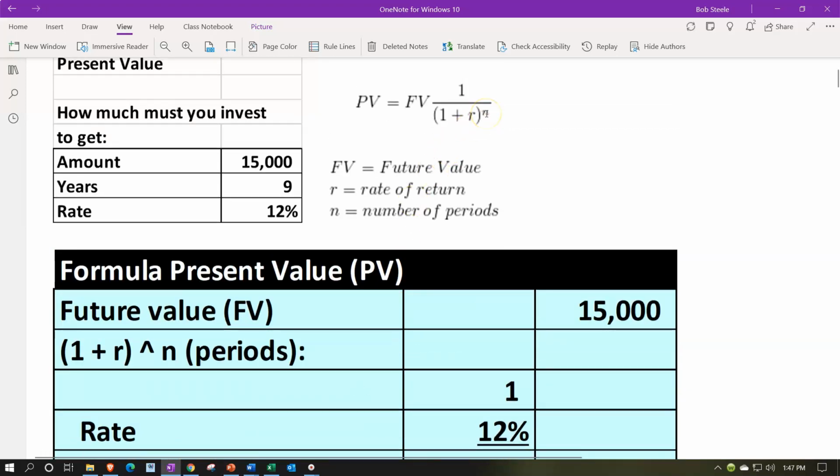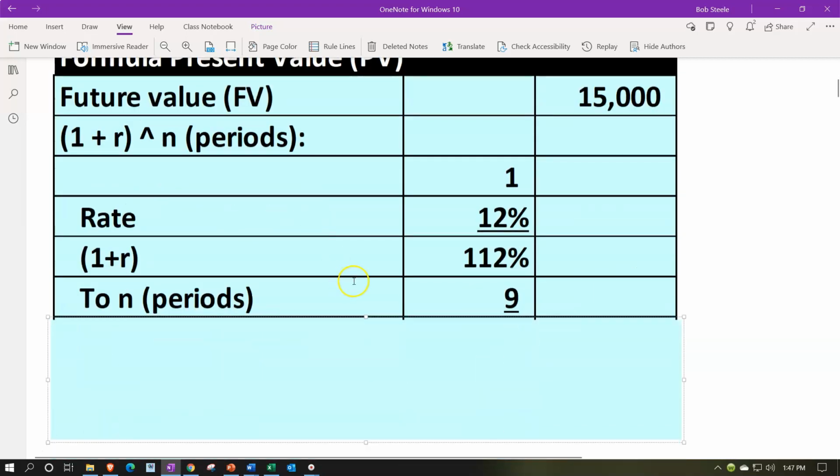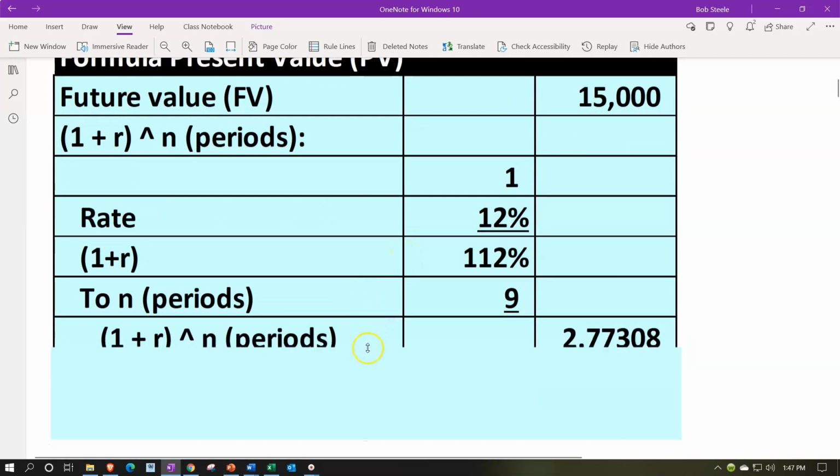That's going to be the n, the number of periods. In our case, where our periods are years, and we have 9 of them. So we're going to take that to n. So that's going to be the 112% to the power of 9, caret 9. So we're going to take that out, and that's going to give us about, if we round it, 2.77308. Remember, there is rounding that's going to be involved in these, and you got to take those into consideration.